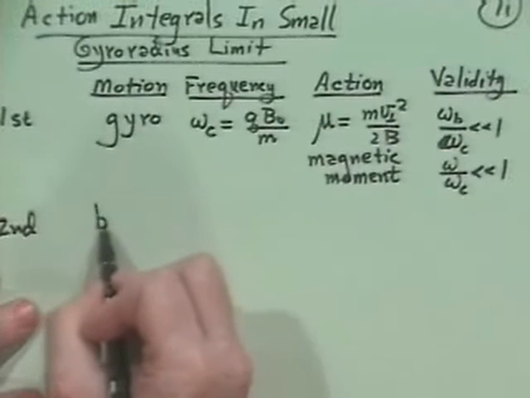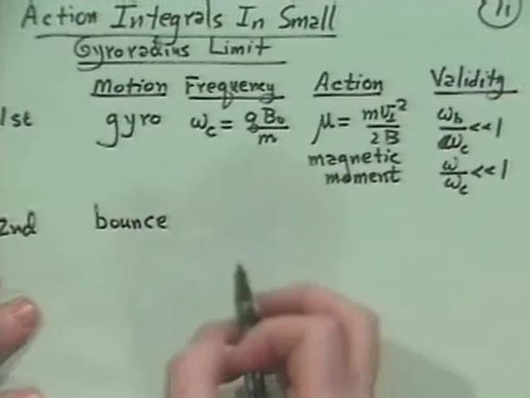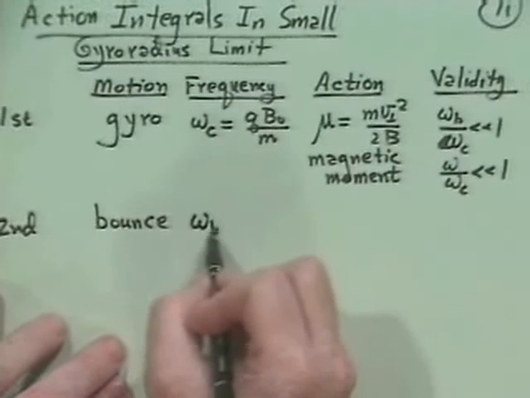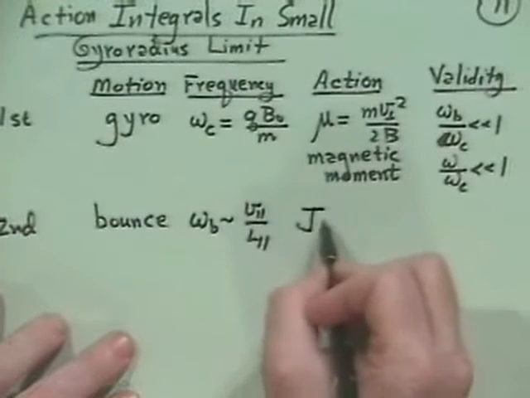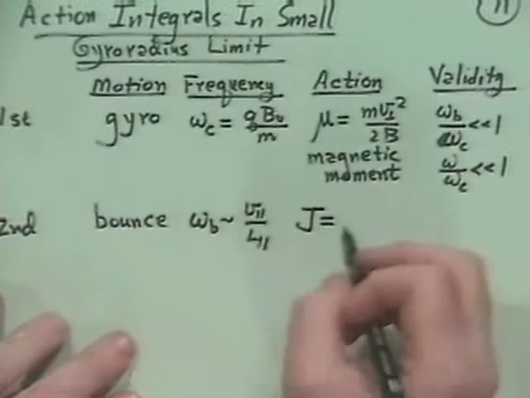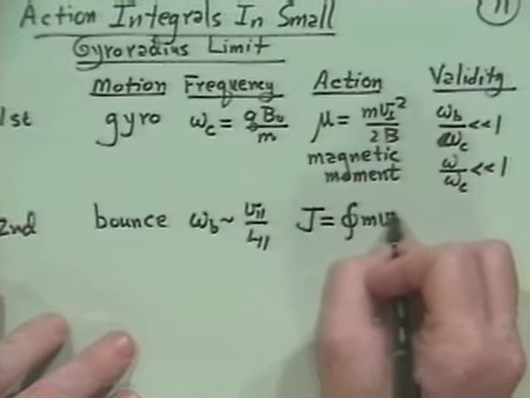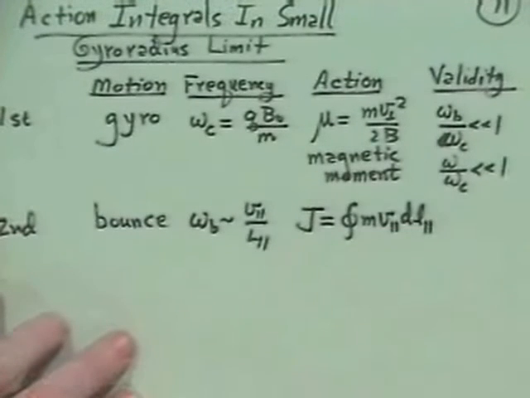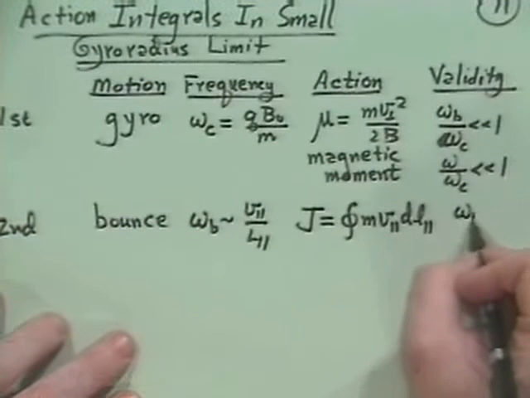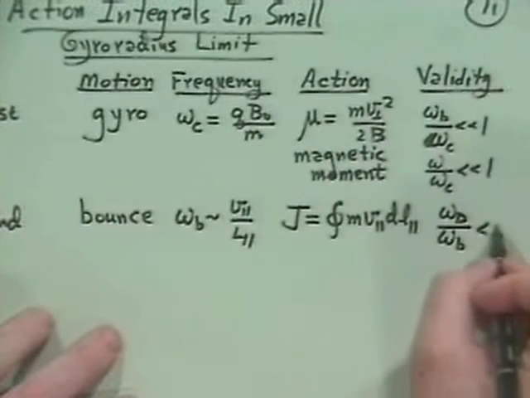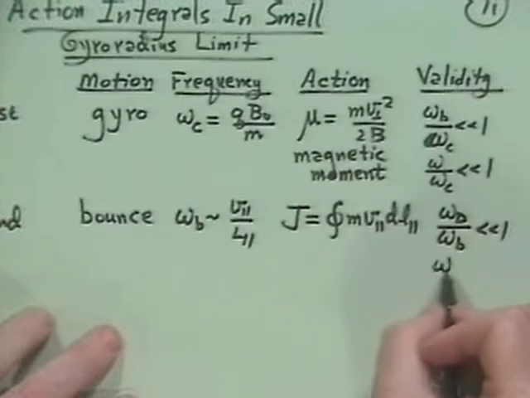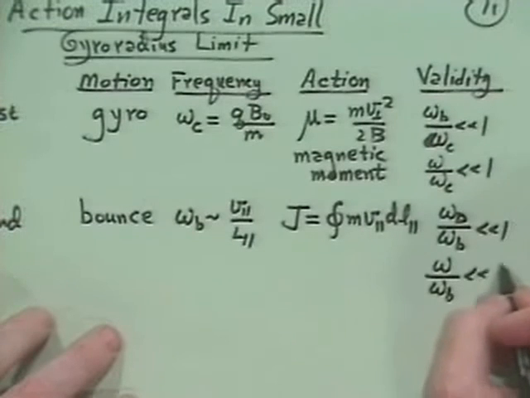What's my second motion? My second motion is the bounce motion. My bounce frequency was of the order of v parallel over L parallel. The action associated with this in plasma physics is usually called J, and it turns out to be plus or minus the mass times the integral of m dv parallel dL parallel. And what's the condition for validity of this? It's that the next slower frequency, the curvature drifts, B cross grad B drifts, etc., compared to the bounce frequency, are much less than 1. And again, as a subsidiary, the magnetic and electric fields also are not varying too rapidly.